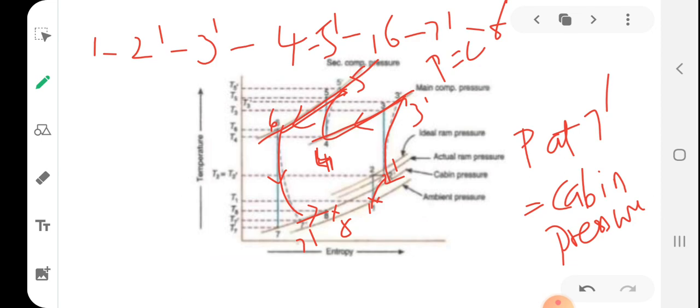So actually, it is not completing any cycle, right? Since it is not reaching state 1 again, it does not complete a cycle, because air is available abundantly. It is not necessary to recycle this air again and again. That is why the aircraft operation does not form a cycle.